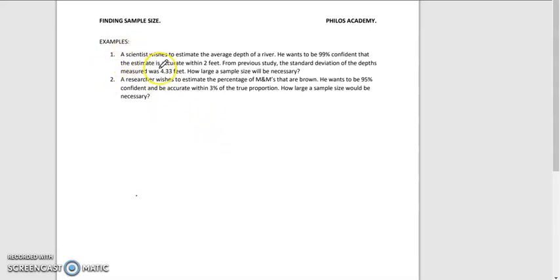For example 1, a scientist wishes to estimate the average depth of a river. He wants to be 99% confident that the estimate is accurate within 2 feet. From a previous study, the standard deviation of the depth measured was 4.33 feet. How large a sample size will be needed?